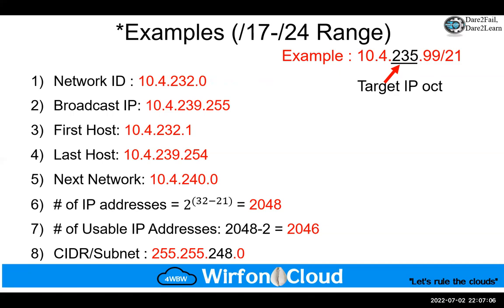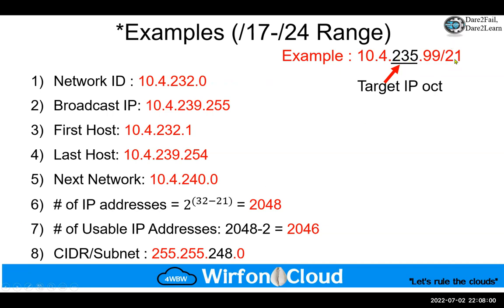Now, you know you're going in increments of 8. You're going in increments of your group size, which is 8. So if you've gotten to 240, which is past 235, you can go back, you can subtract 8 from that, and that gives you 232. And your 235 falls between those two values, between 232 and 240. Now, with those two values, you can get your network ID and your next network. Your network ID, which will be the address before your target IP, is 10.4.232.0. And your next network is 10.4.240.0. Remember, we're dealing in the third octet.